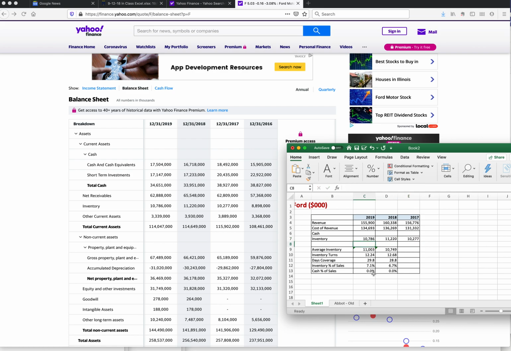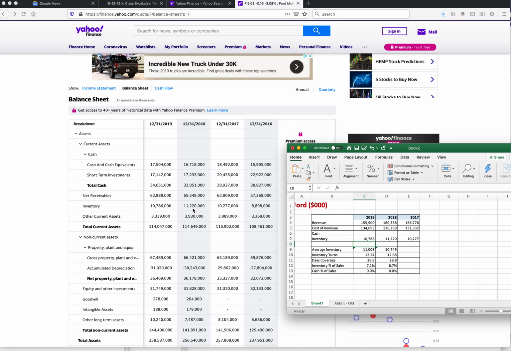So all of a sudden you see we got all kinds of stuff here. The inventory turns are 7. That seems really low for Ford. Do I have the right inventory? 10, 11, 10. I'm going to have to check that again.